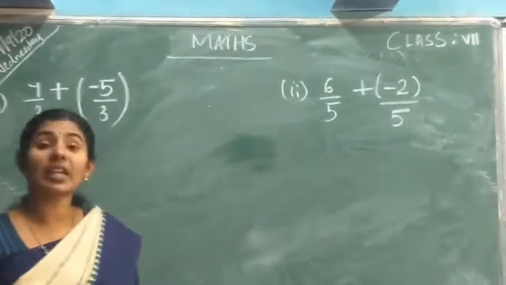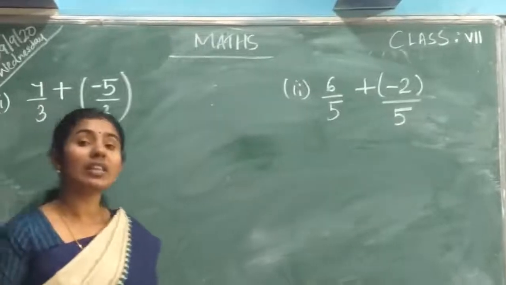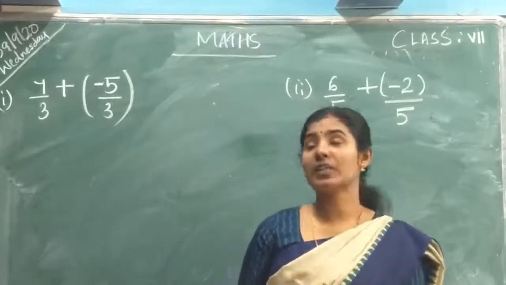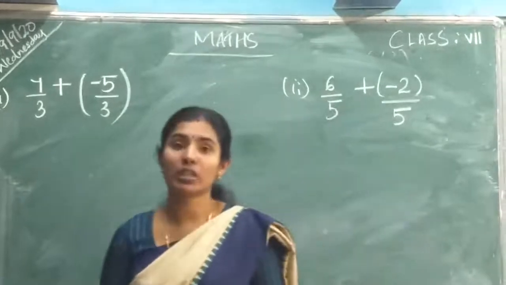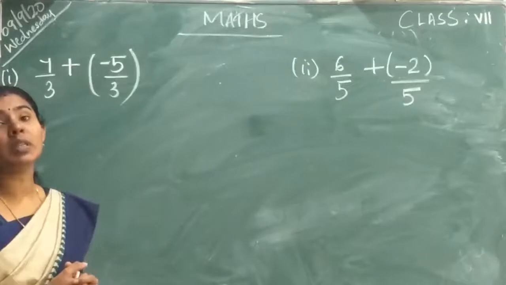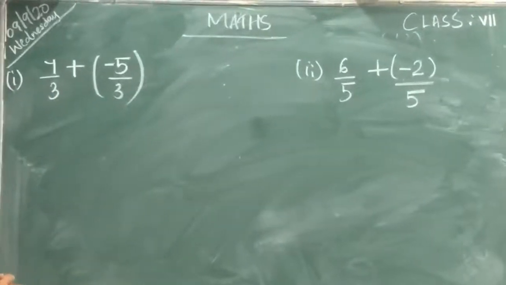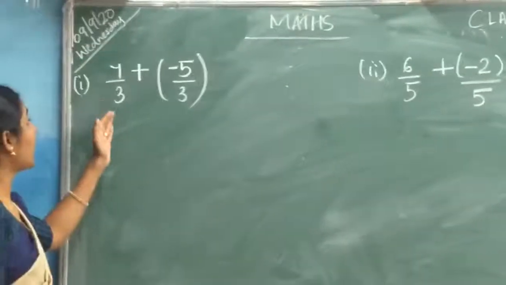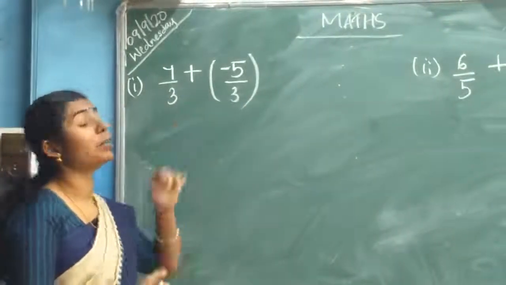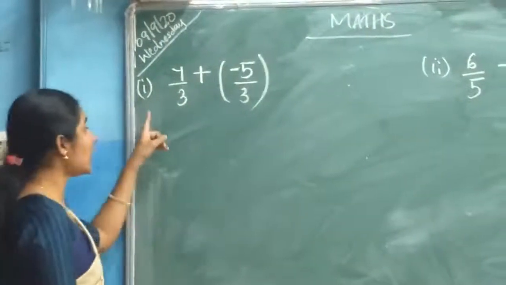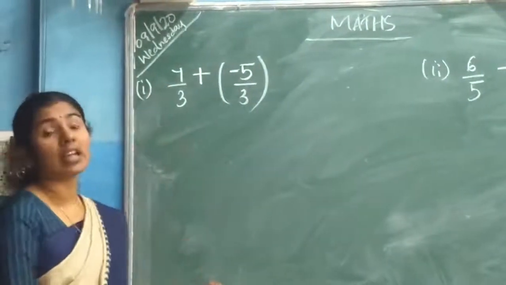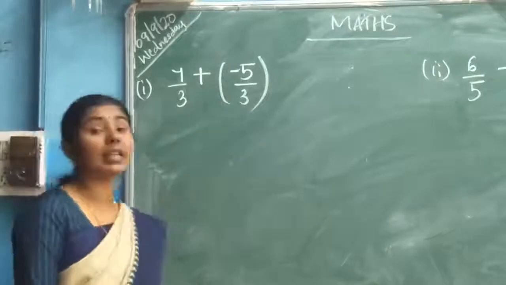The lesson name is rational numbers. Last class I explained how to add rational numbers which have the same denominator. Let me show some examples. The first question is 7 divided by 3 plus minus 5 divided by 3. You can see two rational numbers: 7 by 3 and minus 5 by 3.